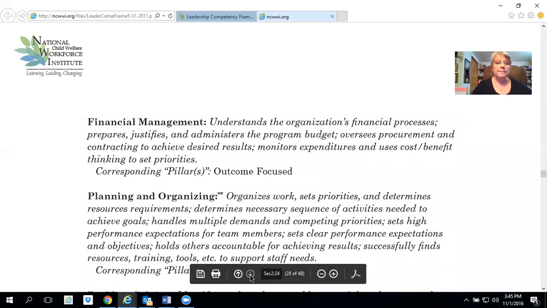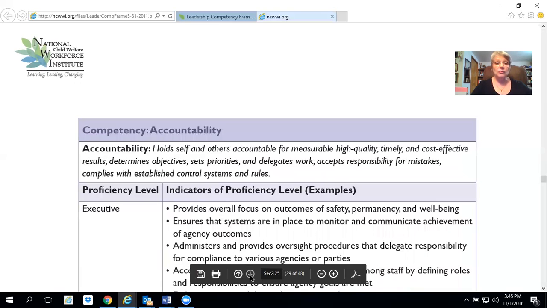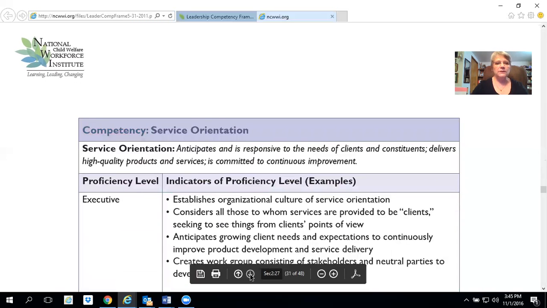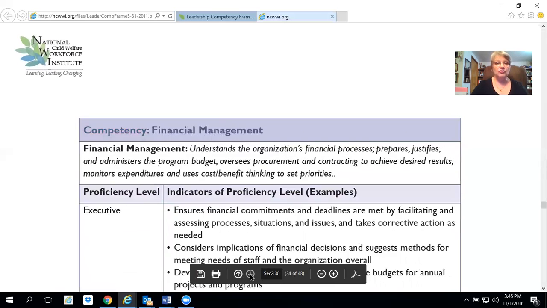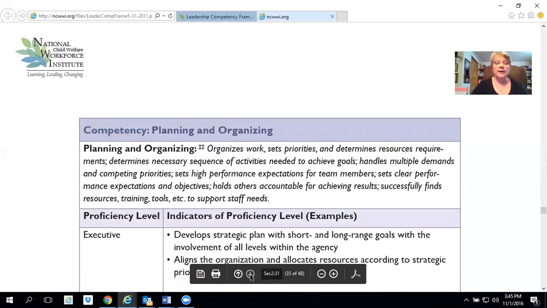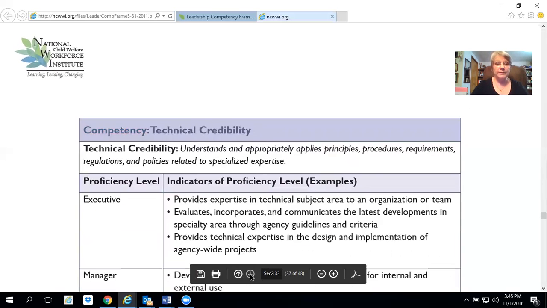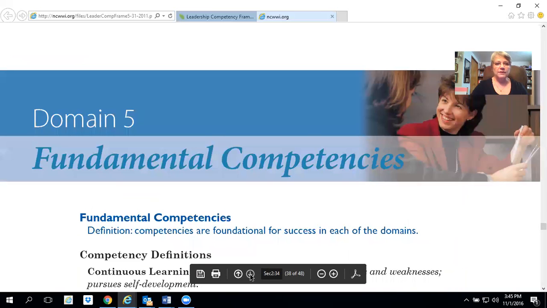If you worked with a manager or an executive, you interviewed someone at that level, you might have seen examples of accountability, capacity building, service orientation, decisiveness, entrepreneurship, financial management, planning and organizing, problem solving, and technical credibility. So look through that. If you actually work with someone at that higher level in a child welfare organization.